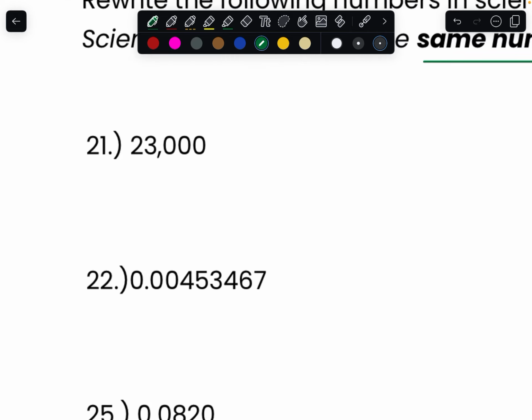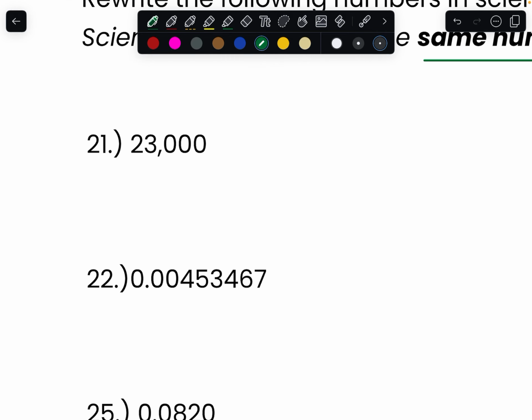I see here I'm in decimal form. So since I'm in decimal form, what I'm going to do is count up how many sig figs I have. So I have 1, 2 sig figs here. All right, so I'm going to make a scientific notation here with 2 sig figs in its construction. So how am I going to do that?